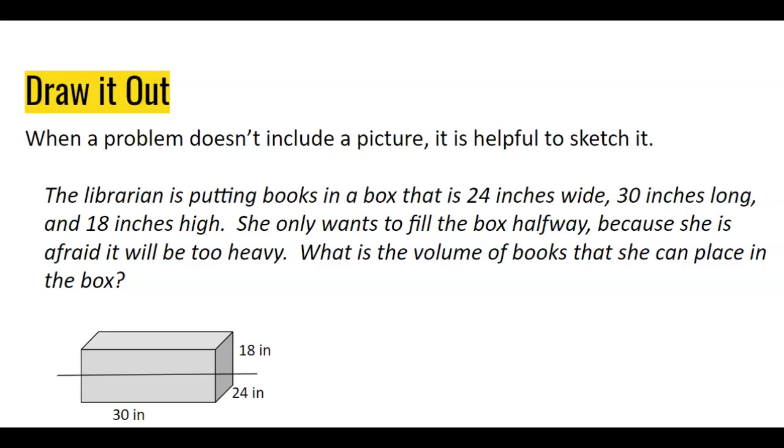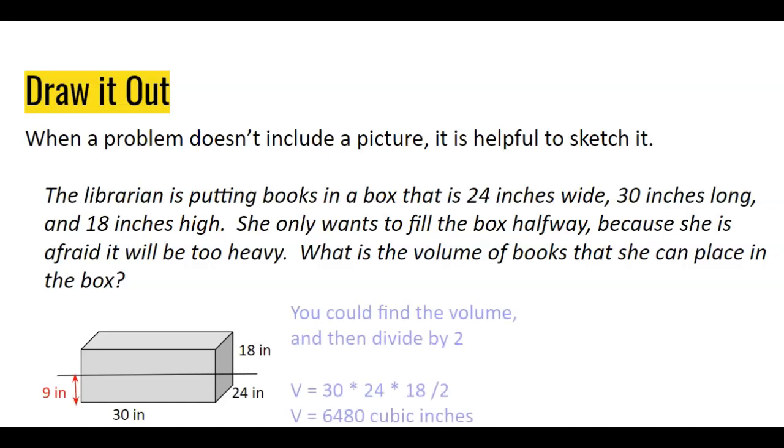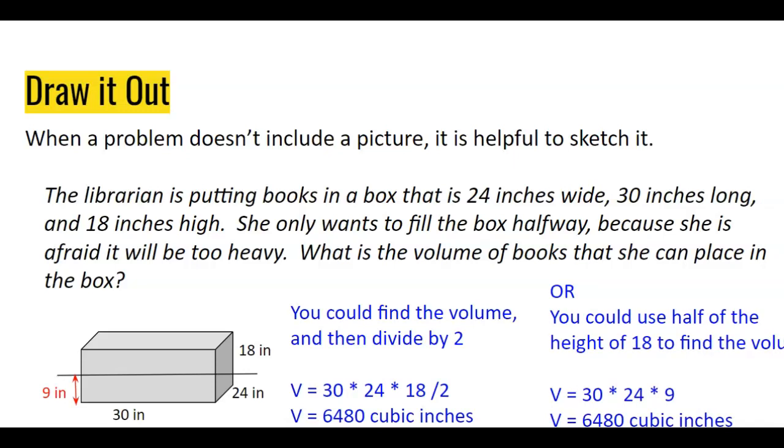Now, there's several different ways you could solve this problem. You could look at half of the height of the box would be 9 inches, half of the 18. So you could find the volume of the whole box, 30 times 24 times 18, and divide by 2. That would give you 6,480 cubic inches. Or you could use the half of the height that we found. That was 9. You could say 30 times 24 times 9, and you would also get 6,480 cubic inches.